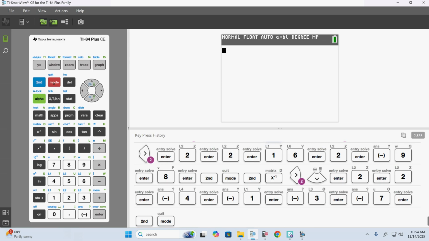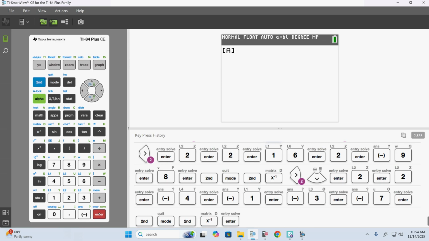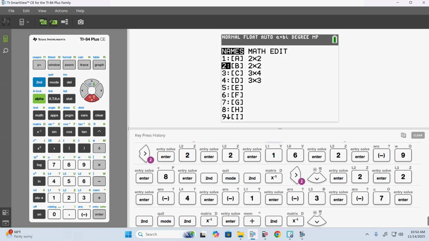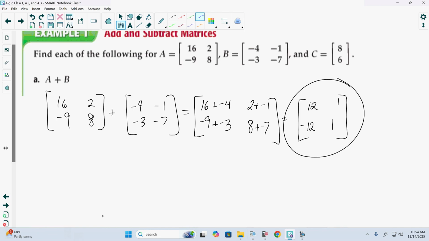Second quit. So once we get them typed in, we want to recall them. And that first list where it just says names, let's just recall it. So we have matrix A plus matrix B, and it tells us that it's 12, 1, -12, 1, which is what we got by hand, yes? And again, typing these in, just simple addition, subtraction by hand, in the calculator doesn't make a huge difference, especially time-wise. Questions on this here?